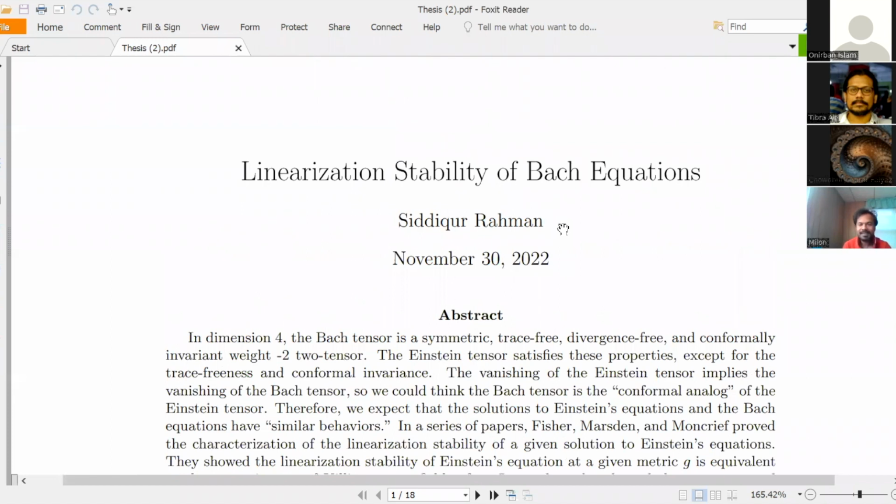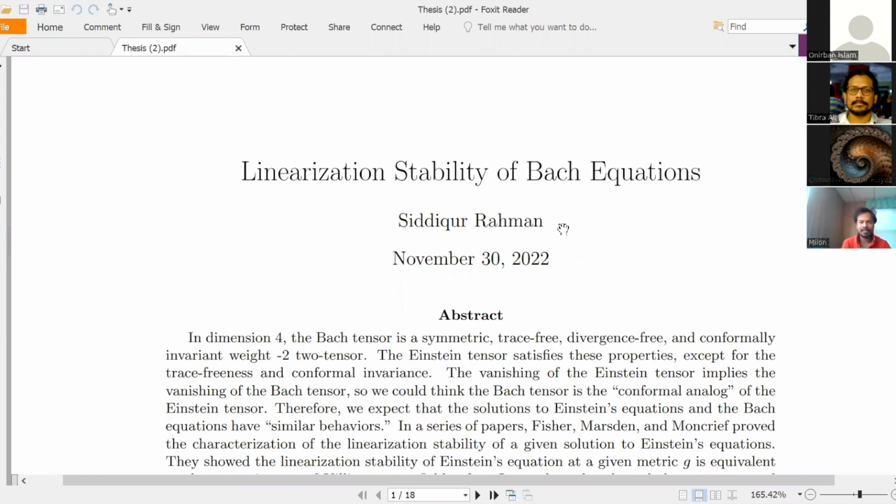So, yeah, you can see I'm basically sharing my PDF. It's still under process. It's not completed. I need to add citations and there are still some grammar issues, and some of the proofs are not very well written, though they're complete. So this is the title of my talk, linearized stability of Bach equations.